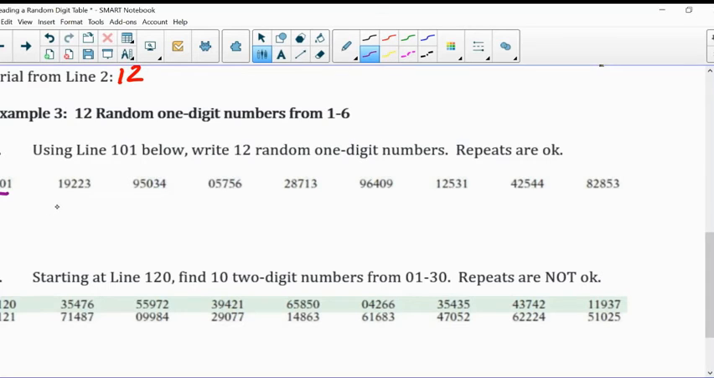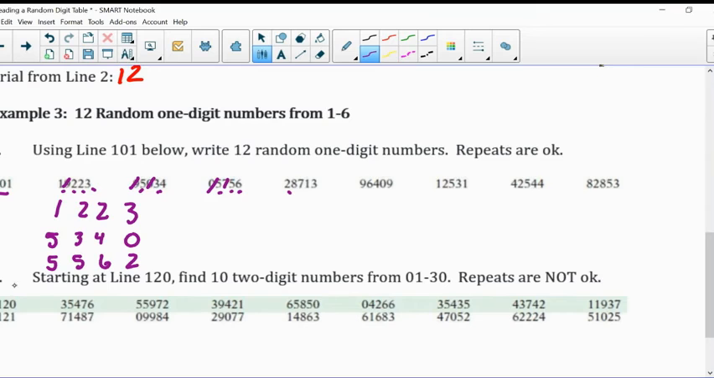All right, so I'm going to start writing down those numbers. Okay, the first one is 1. It says repeats are okay. So 1, 9 is greater than 6, so it doesn't count. I got a 2, another 2, and a 3. Okay, 9 doesn't count. I got a 5. 0 doesn't count. A 3, a 4. That's looking pretty good. 0 doesn't count. I got a 5 again. 7 is too large. I got a 5 again. 6 works. Oh, and a 2 works. So there are my first 12 one-digit numbers from line 101.